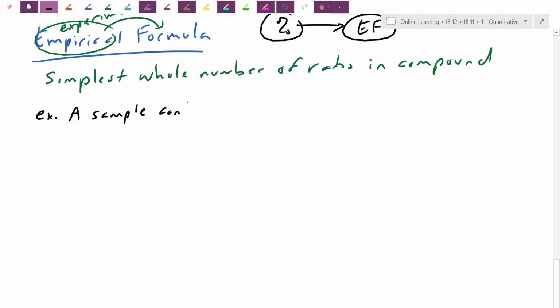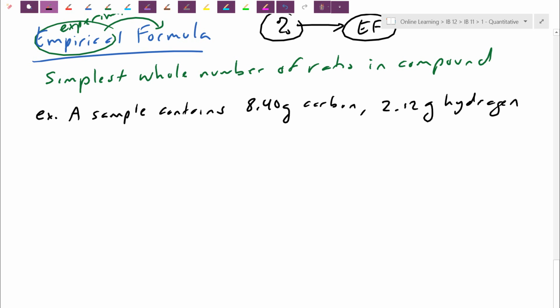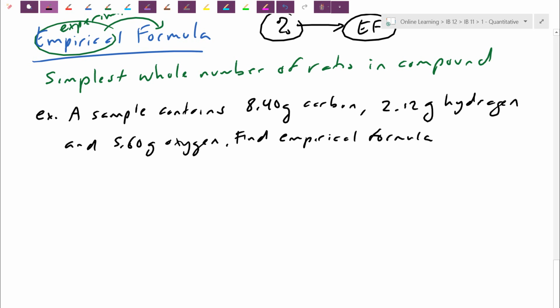A sample contains 8.40 grams of carbon, 2.12 grams of hydrogen, and 5.60 grams of oxygen. The question is just going to read, find or calculate the empirical formula. Right? So again, let's just break this question up. We're looking for the empirical formula.